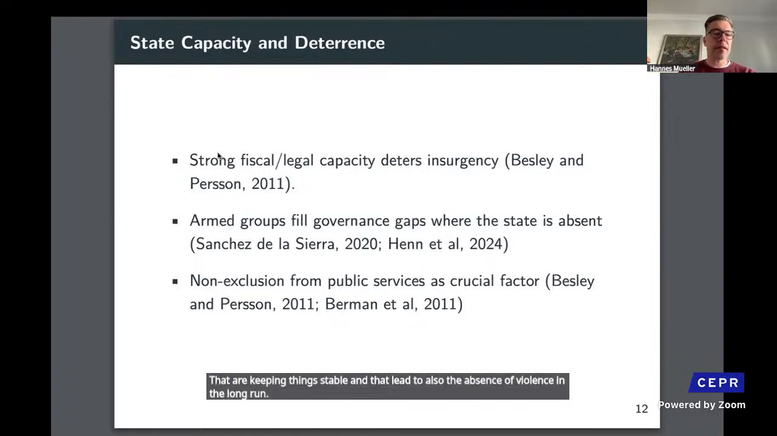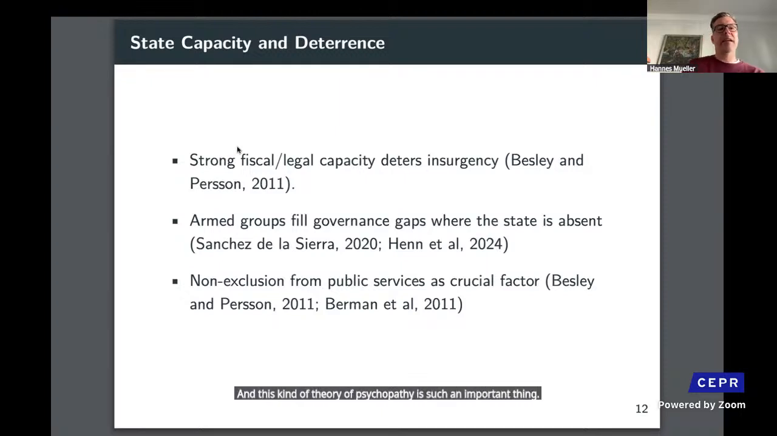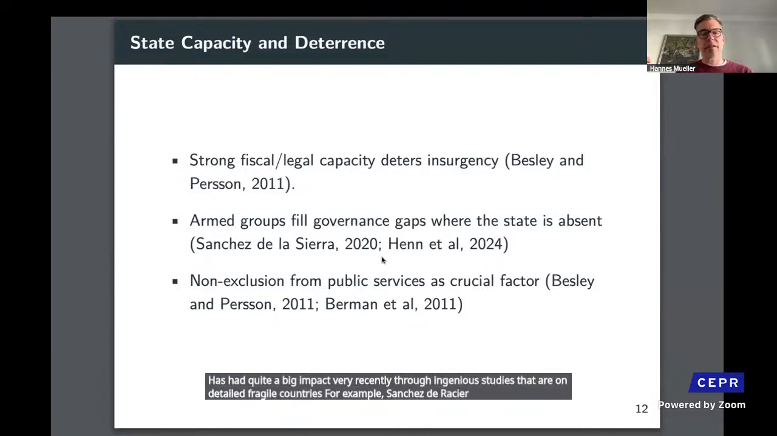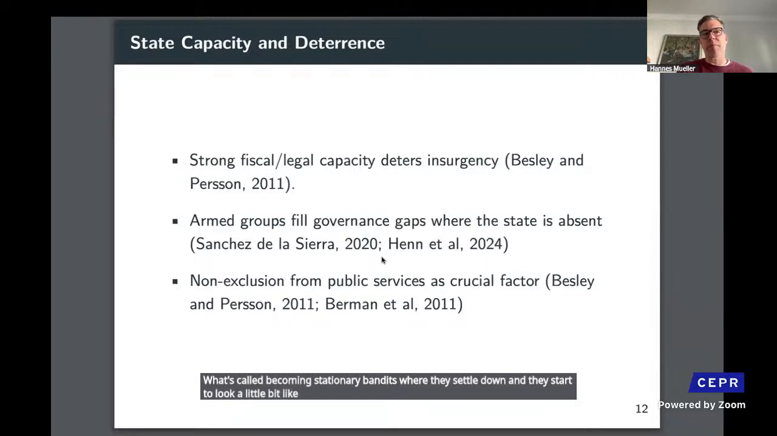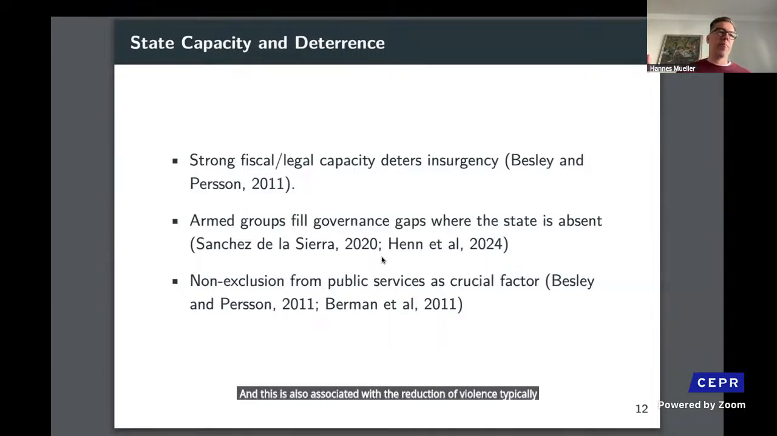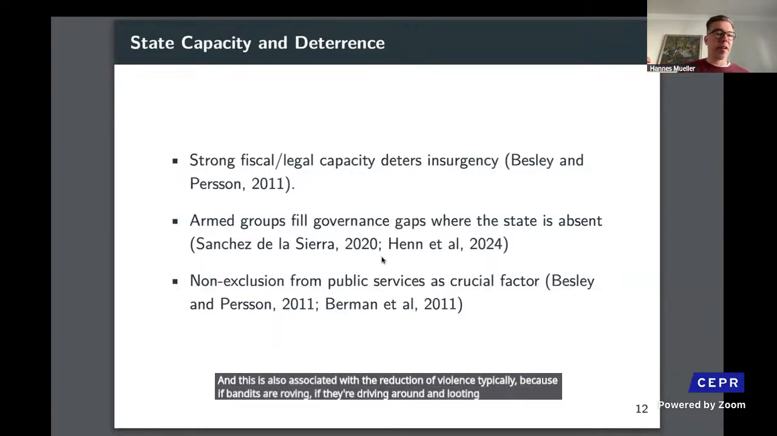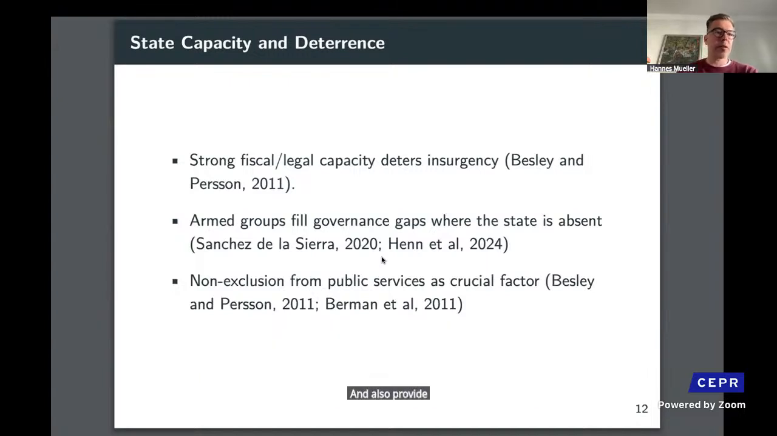And this theory of state capacity as such an important thing has had quite a big impact very recently through ingenious studies on detailed fragile countries. For example, Sanchez de la Sierra is looking at the DRC, and he's showing that within the DRC there are dynamics where local armed actors are becoming what's called stationary bandits, right? They settle down and start to look a little bit like small states. They provide public services, they tax people locally. And this is also typically associated with the reduction of violence, because if bandits are roving, driving around and looting, then of course this is very violent behavior. But if they become stable and have an interest in taxing people, then of course they want to settle down, invest much more in the people and the locations that they're at, and also provide public services to the population. Because they know that tomorrow they can tax more, right?